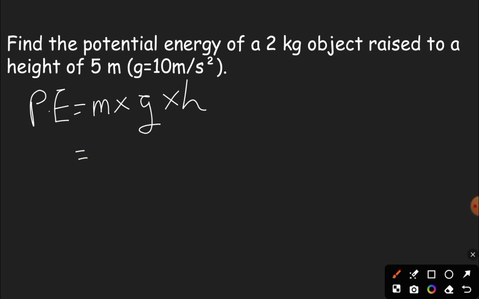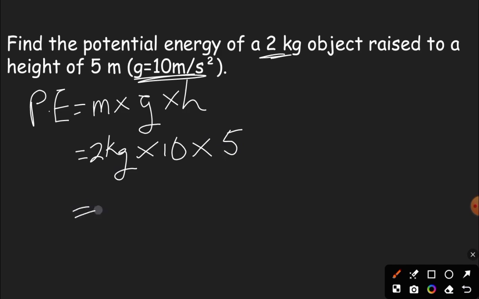So in this question, your mass is 2 kilograms. So 2 kilograms multiplied by acceleration due to gravity, which is 10 meters per second squared, and your height is 5 meters. 2 times 10 is 20. 20 times 5 is 100. 100 joules.